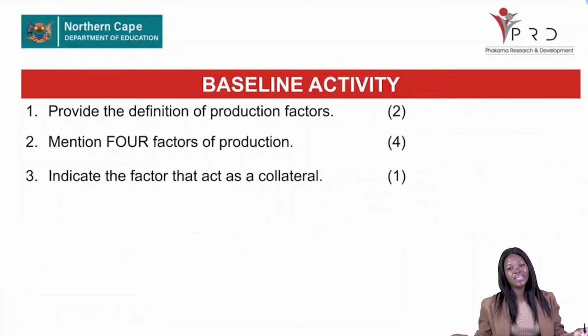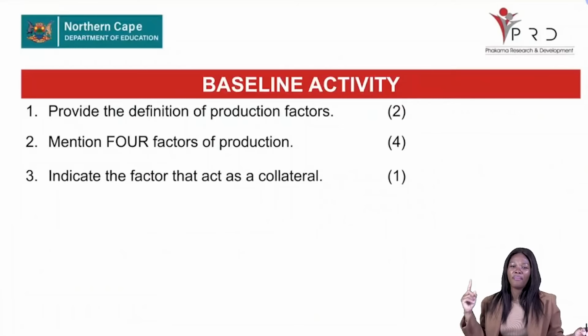This is your baseline activity, just to test your previous knowledge. Firstly, you are expected to provide the definition of production factors, that is out of 2 marks. Secondly, mention 4 factors of production. The last question, indicate the factor that acts as a collateral. Remember, we said we have 4 factors. Out of the 4, you need to indicate the one that acts as a collateral for 1 mark.